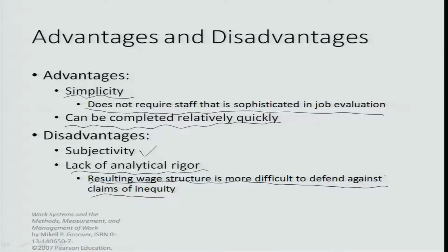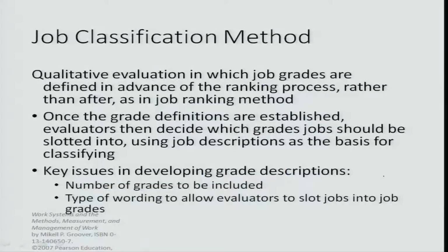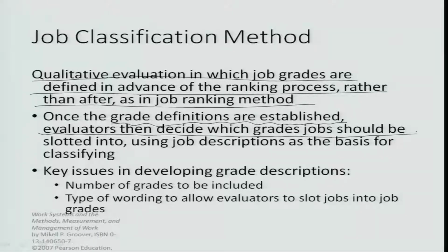Let us look at some classification methods. The qualitative method in which job grades are defined in advance of the ranking process, rather than after, as in job ranking methods, is known as job classification. Once the grade definitions are established, and these are a lot of tiers into which the different jobs are graded or evaluated, the evaluators then decide which jobs should be slotted into which of the grades, using job descriptions as the basis of the classification. So, you are basically classifying all the different jobs into different grades of jobs.